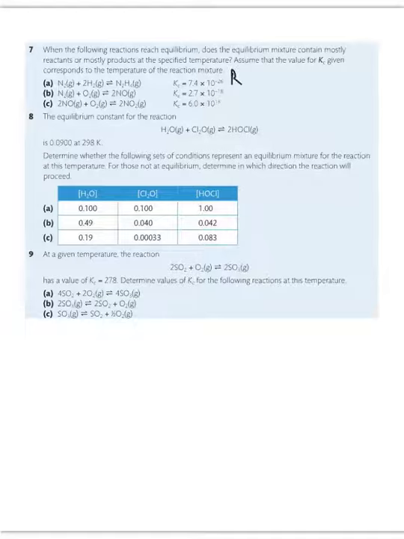B, with the same thinking, 2.7 times 10 to the minus 18th, since that's significantly less than 1, that's also going to be mostly reactant. So these two are both going to be mostly reactant. But C has got a Kc value of 6 times 10 to the 13th, which exceeds 1 by quite a bit. So we can assume this one is mostly product.